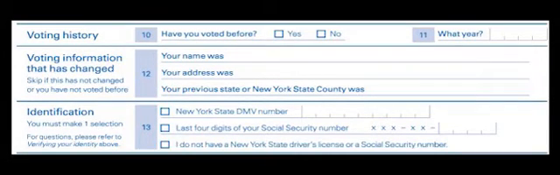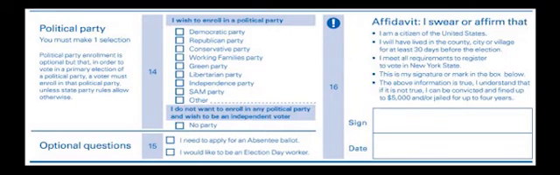Next, only fill out sections 10, 11, and 12 if they apply to you. Otherwise, you can skip them. Section 13 is critical to finishing your application. You can either enter your DMV number or the last 4 digits of your social security number. If you have a driver's license that is out of New York State, you must enter your social security number instead. Sections 14 and 15 are optional.